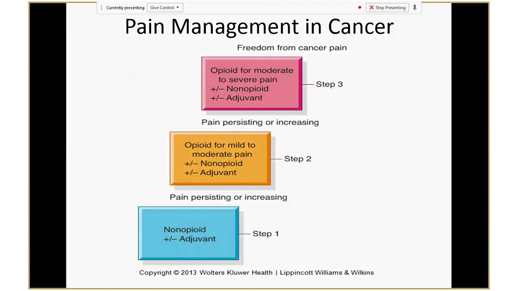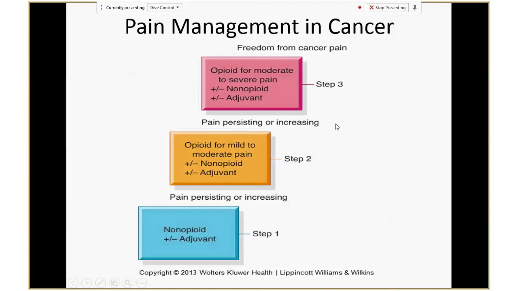The next step, if their pain is not controlled, is an opioid, and we'd use a mild or moderate opioid. We wouldn't use a severe one until we knew that the pain was not being controlled. Again, we could use an opioid, we could add a non-opioid, and we can also add an adjuvant, which would be something for peripheral neuropathy. So you have nerve pain medication, you could use a Tylenol as the non-opioid, and then you could also use a mild narcotic.